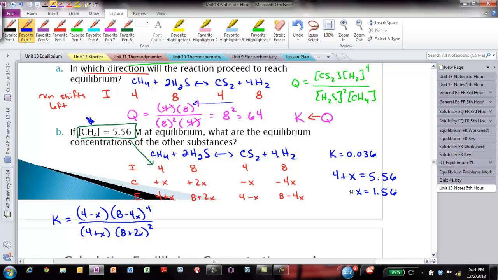And now I can quickly put those all in. And the question isn't even to solve for any K. We were given that. It's just to find the equilibrium concentrations of the other substances. So we just have to know x. So H2S is going to be 8 plus 2x, so that'll come out as 11.12. CS2 is going to be 4 minus 1.56, which is 2.44. And H2 is going to be 8 minus 4 times 1.56, which is 1.76 molar.